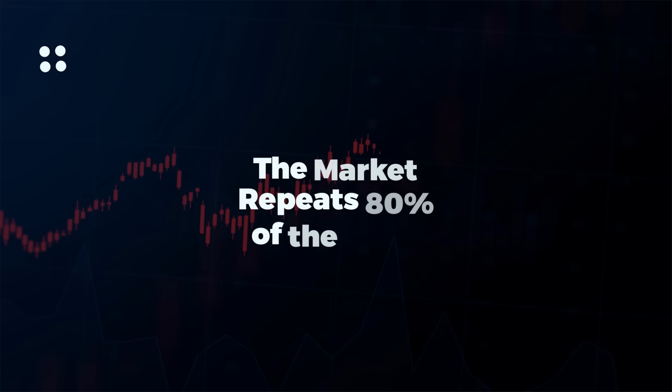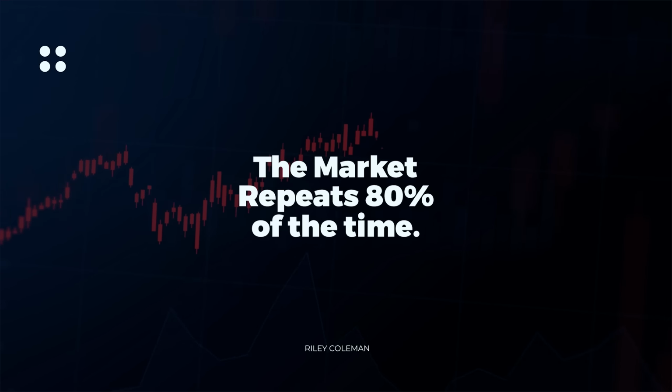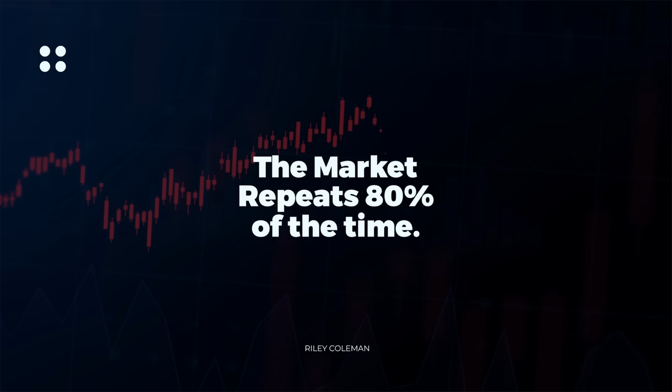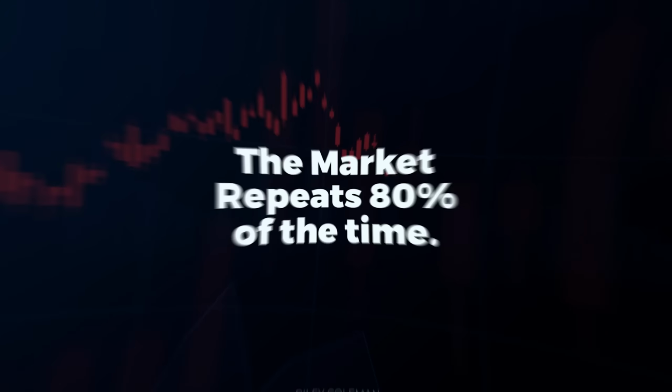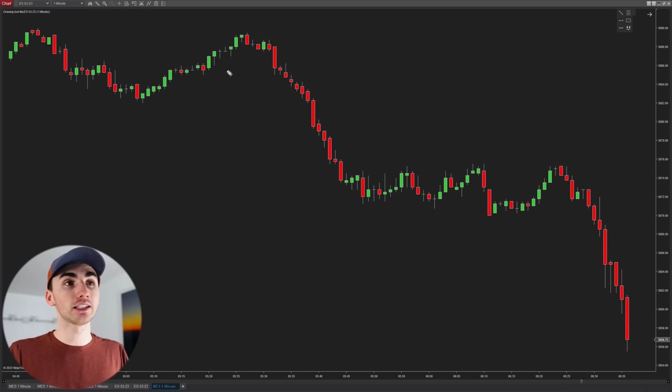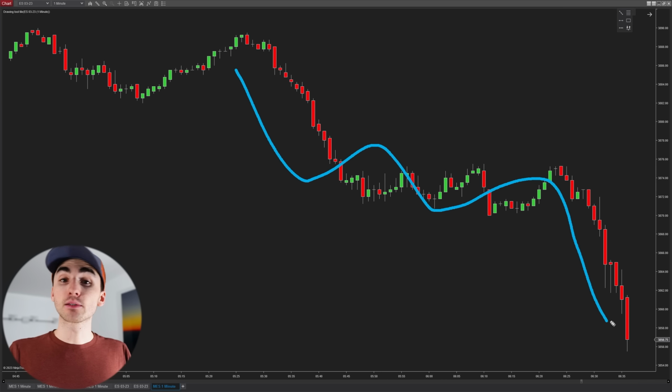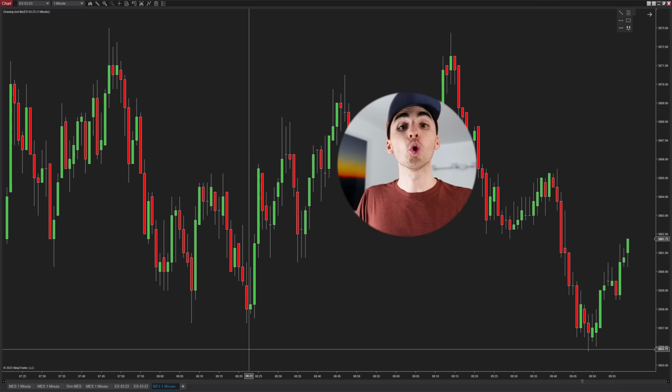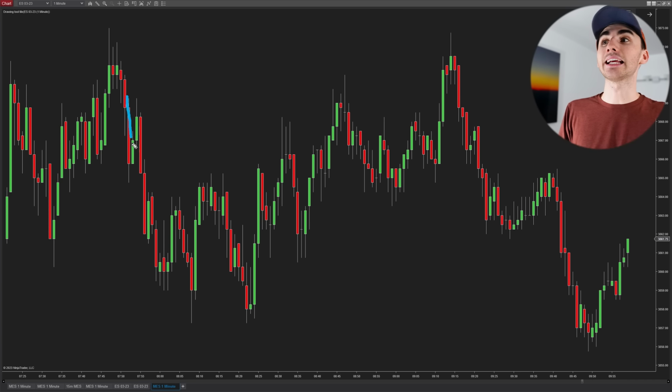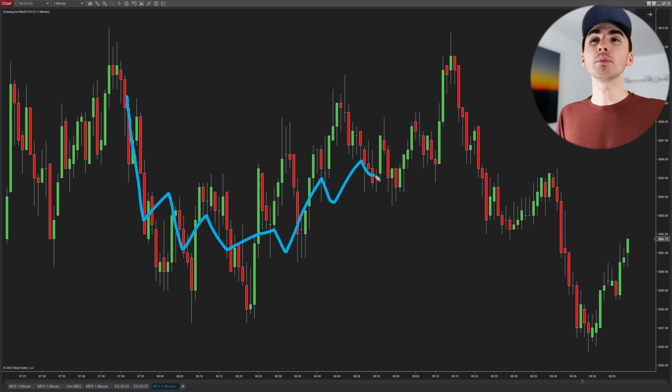volatility. A really good rule of thumb that I like to use is the market repeats itself 80% of the time. And so if the market is having volatility and in a good downtrend, it's probably going to stay in that downtrend and keep that volatility. Or if the market is in a really tight and sloppy trend, it's probably going to stay in that tight and sloppy trend.